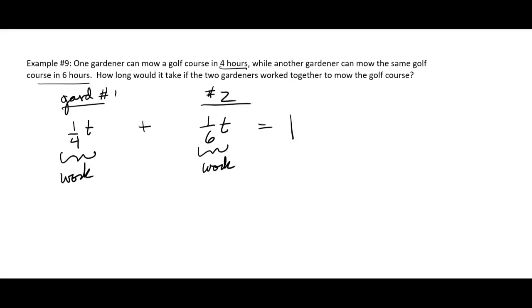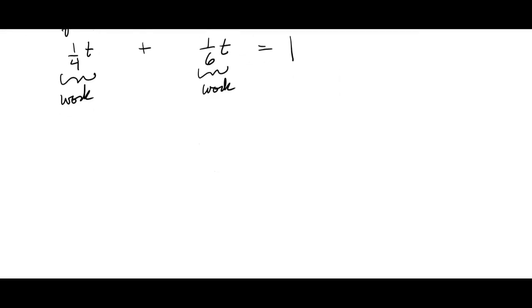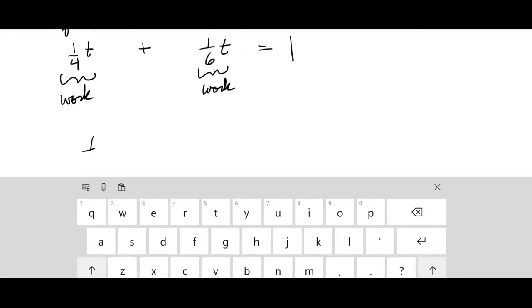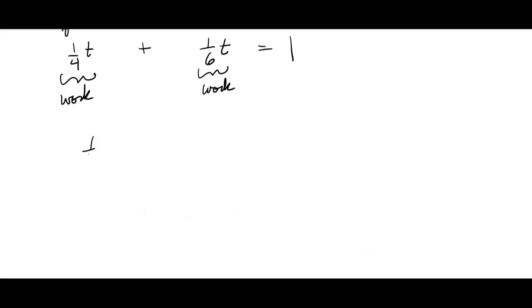Okay? All right, so now I'm going to rewrite that so it looks nice. 1/4 t plus 1/6 t equals 1. All right, these are rational expressions. So you can multiply by the LCD. The LCD is going to be 12. So multiply by 12 on both sides, the whole equation.